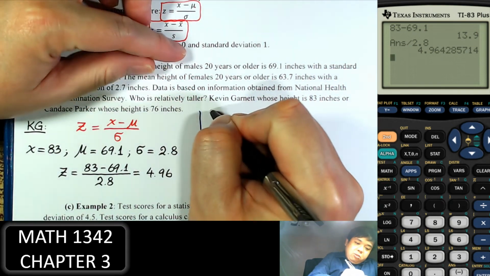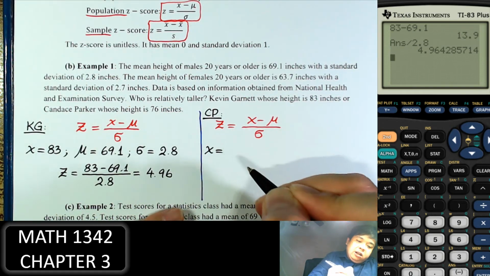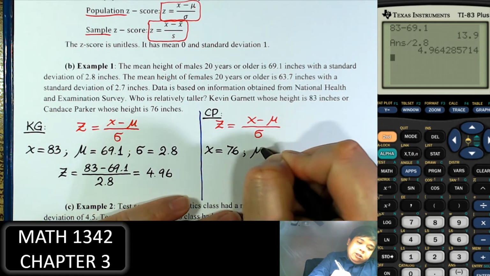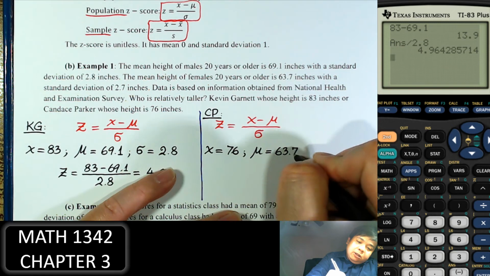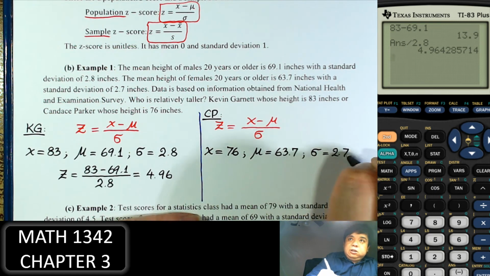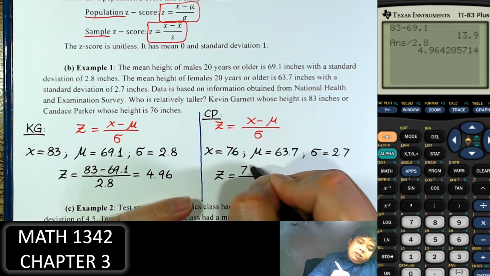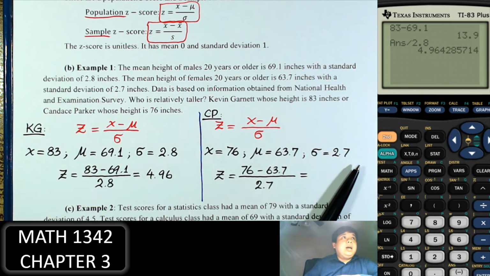Right, now for Candace Parker. The value is 76. The mean is 63.7, and the standard deviation is 2.7. So the z-score is 76 minus 63.7 divided by 2.7. Whoever got the bigger z-score will be taller relatively.